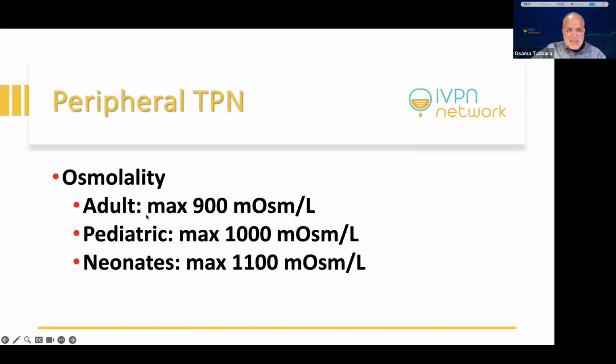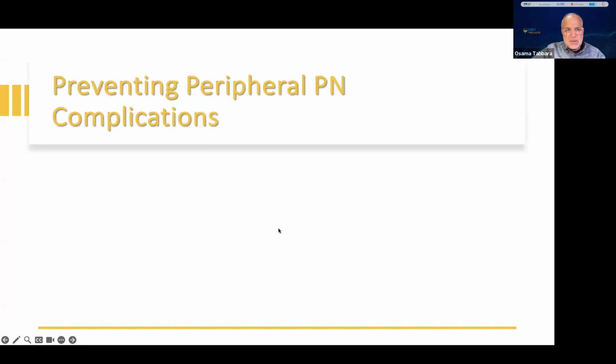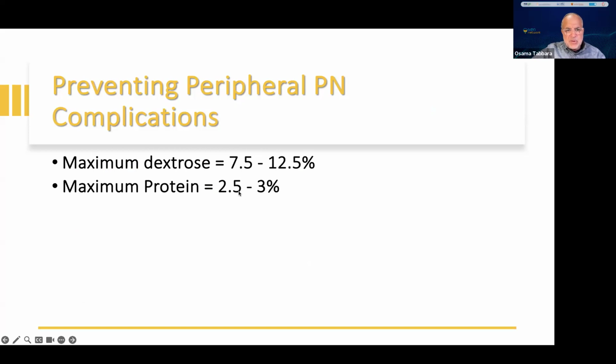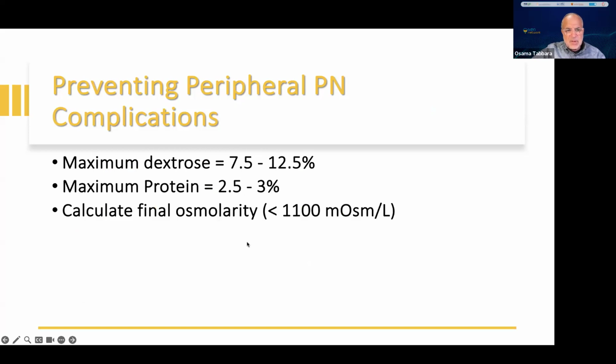So osmolarity, as I said, the maximum for adult is 900 milliosmolar per liter. And the maximum for amino acid is 2.5%. Sometimes we tend to increase to 10%, but I truly don't recommend it. Preventing peripheral parenteral nutrition complication, as I said, keep dextrose at 7.5 for adult and 12.5 maximum for neonate. Maximum protein is 2.5% for adult, 3% for neonate. You need to calculate the final osmolarity: less than 1100 for neonate, less than 900 for adult.